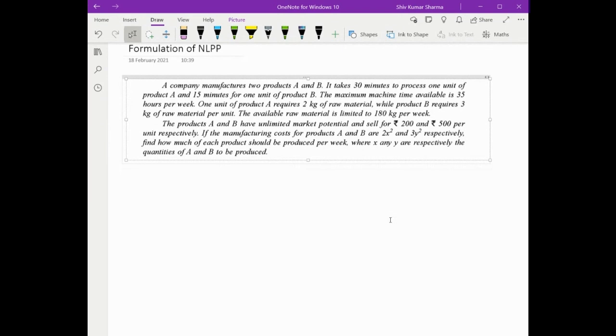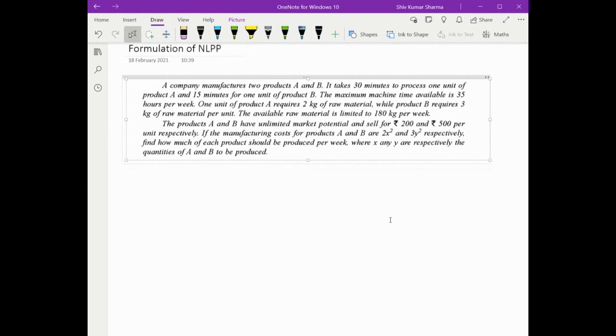That means these are the constraints. The products A and B have unlimited market potential and sell for 200 rupees and 500 rupees per unit respectively. And the manufacturing costs of the products are also given, in quadratic form, that is 2x square and 3y square respectively. Find how much of each product should be produced per week, where x and y are respectively the quantities of A and B to be produced.